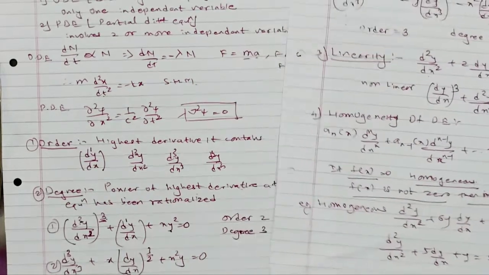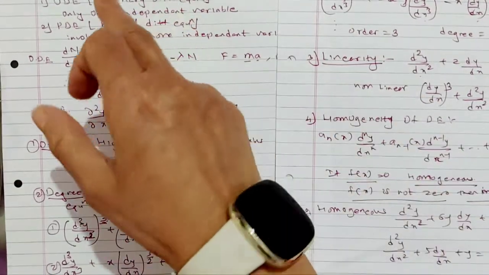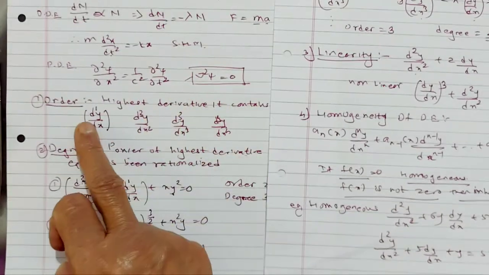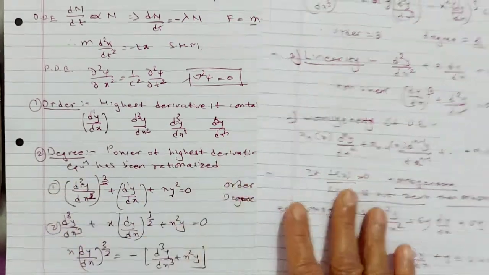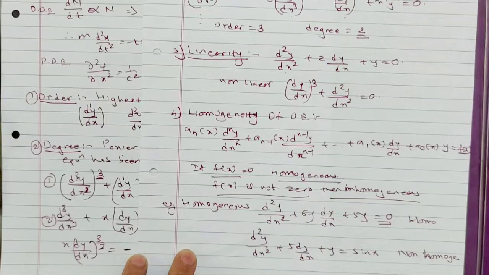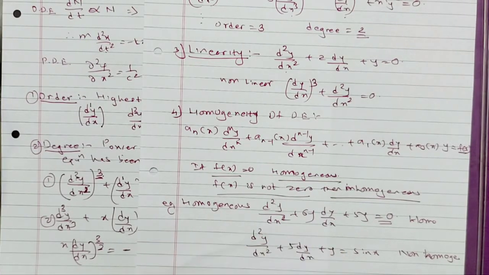After defining what a differential equation means, what the types of differential equation are, and how we define the order, degree, then linearity and homogeneity, we'll move towards a few numericals of differential equation.